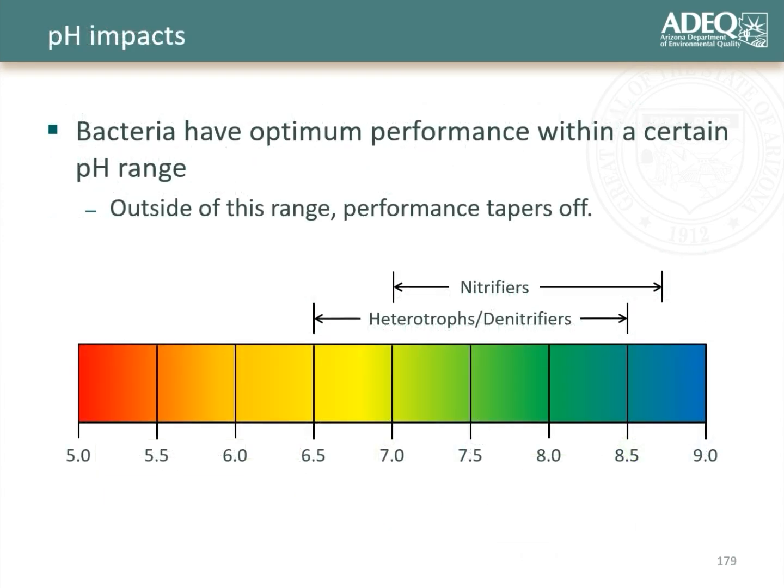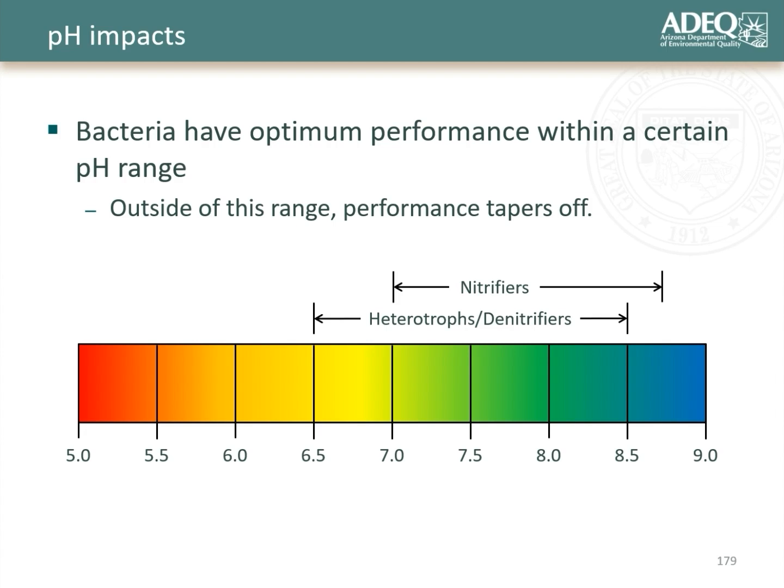So now let's talk about pH and its impacts on the microbial populations in activated sludge systems. So bacteria, like all of us, have a certain optimal range they like to perform in, and pH for them is no different. Typically, when we think about heterotrophs and denitrifiers, the main organisms that do BOD oxidation and denitrification, they've got a relatively broad range of pHs that they can exist in, between as low as 6.5 to as high as 8.5. You get beyond that, you potentially start getting some inhibition occurring.